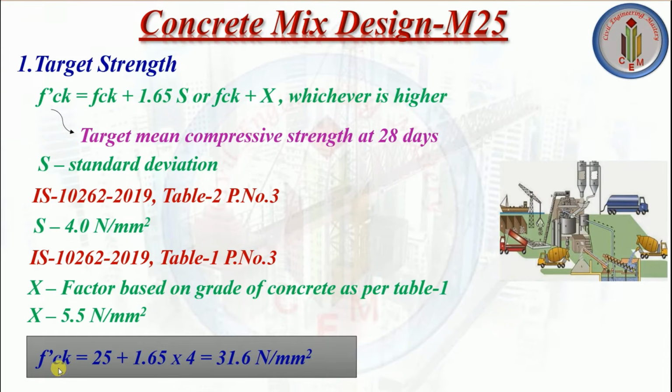So let's find out f'ck. fck is 25, the characteristic compressive strength of concrete. 25 plus 1.65 multiplied by 4, the standard deviation, is equal to 31.6 Newton per millimeter square. Next, let's find fck plus X. That will be 30.5 Newton per millimeter square. Among these two, 31.6 is the higher value, so we need to consider this one. Our target mean compressive strength shall not be less than 31.6 Newton per millimeter square at 28 days.